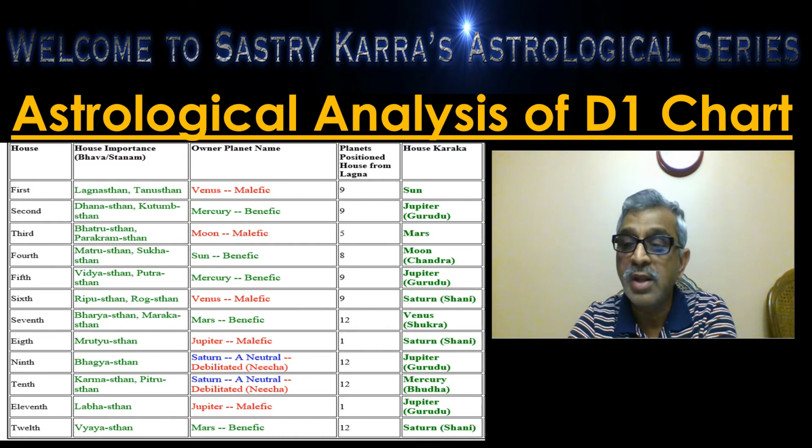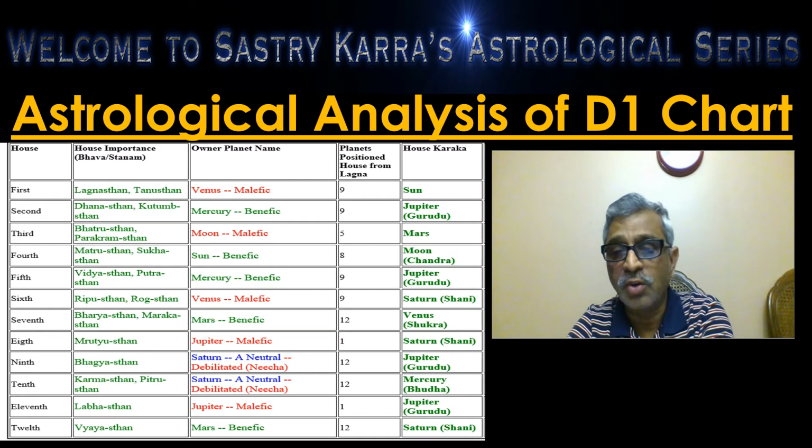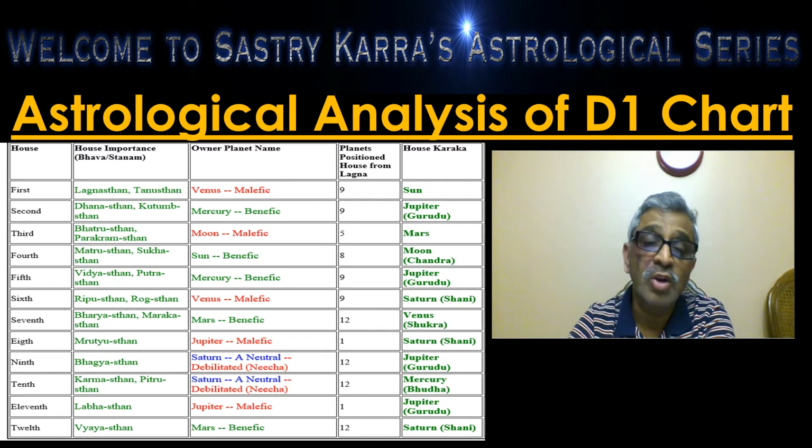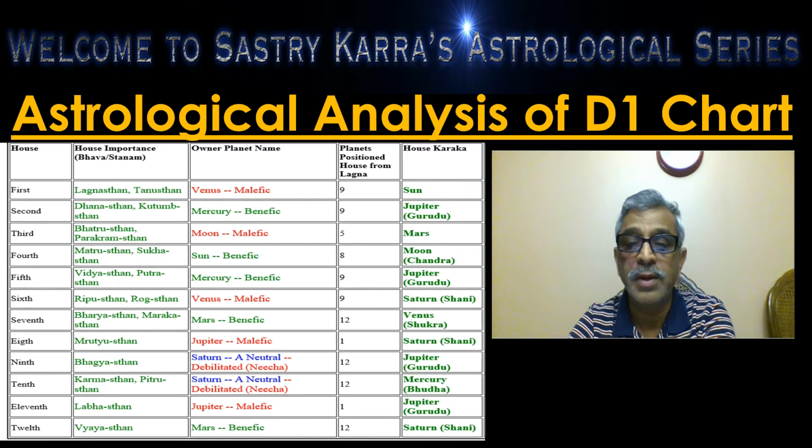The 6th house is Rogasthanamu, and the Rogasthana-Adhipathi is Venus. The 1st and 6th house lord Venus is in the 9th house, co-joined with the 2nd and 5th house lord Mercury. Great, that's good. The 7th house. The 7th house is Marakasthanamu or spouse, either way you can read it. And the 7th house lord is Mars.